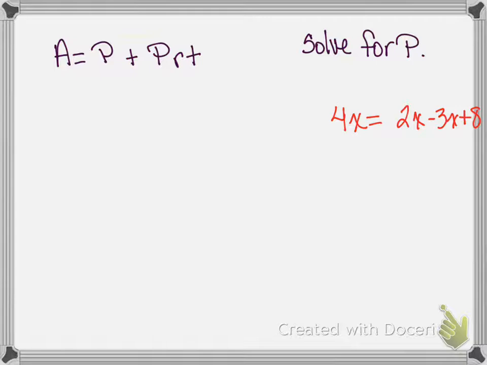What I have to do is use the distributive property, but you're not going to think of it as a distributive property. So if I had P times 1 plus RT, and I wanted to distribute that P. Okay? What's P times 1? Okay, what's P times RT?